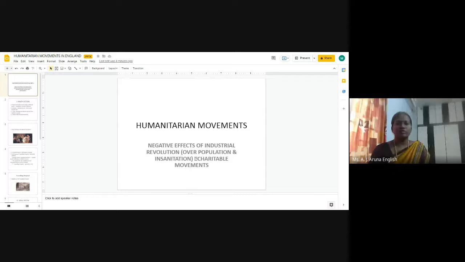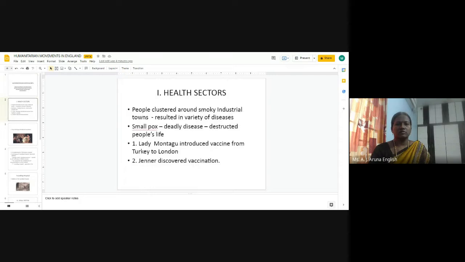The negative effects of the industrial revolution, such as overpopulation and insanitation, led to charitable movements. Firstly, in the health sector. People clustered around smoky industrial towns, which resulted in a variety of diseases.